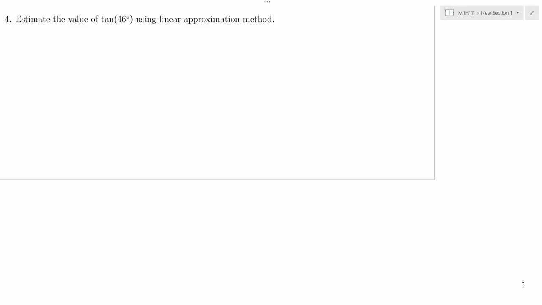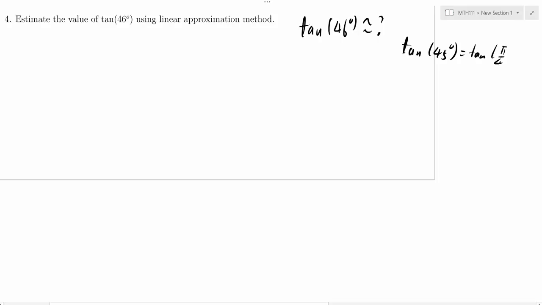Let's look at another typical example. We want to find the approximate value of tangent 46 degrees. You can see the meaning of this problem because we know tangent 45 degrees. Of course, that's tangent pi over 4, and that's 1. That's something we know. But we want to know what tangent 46 degrees is.